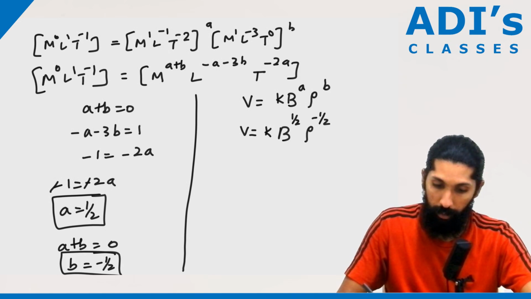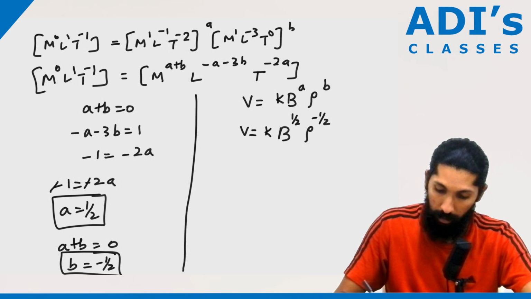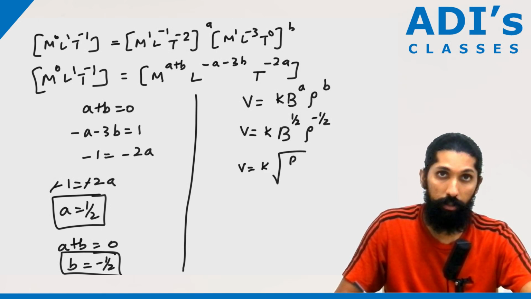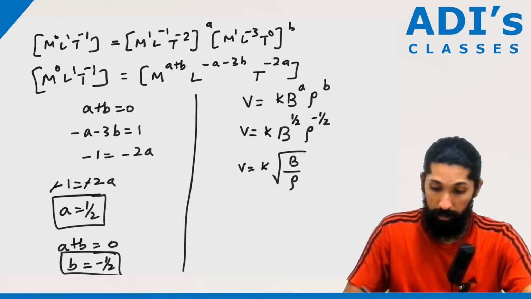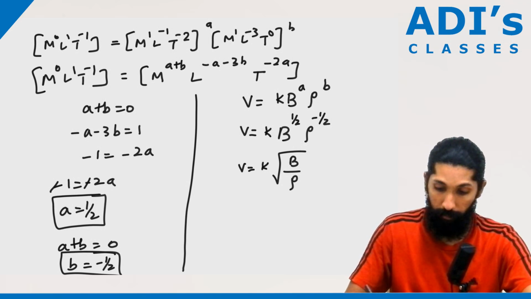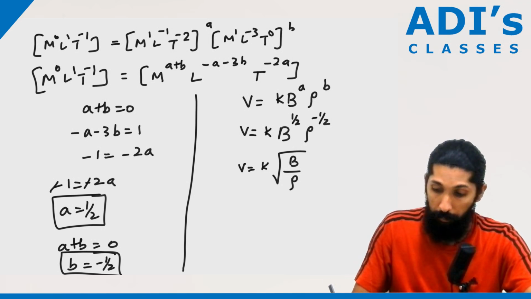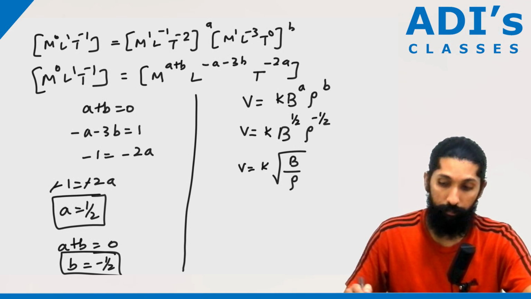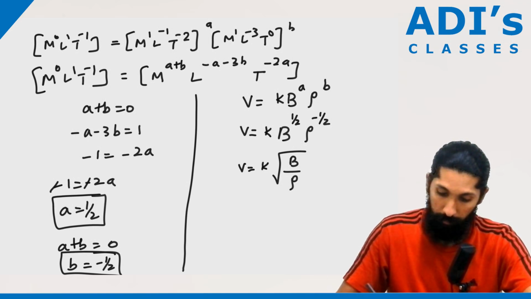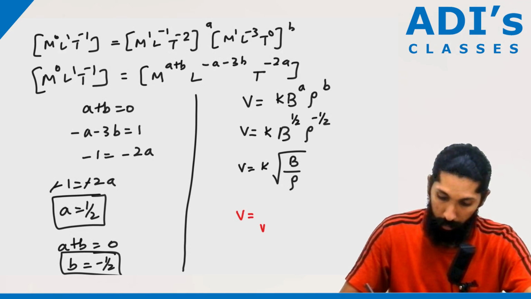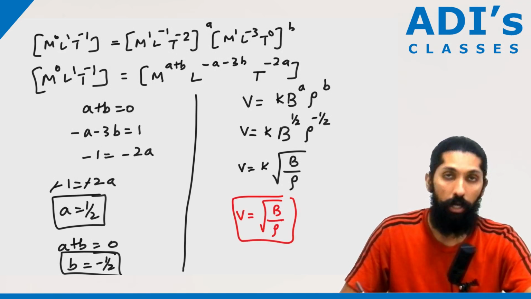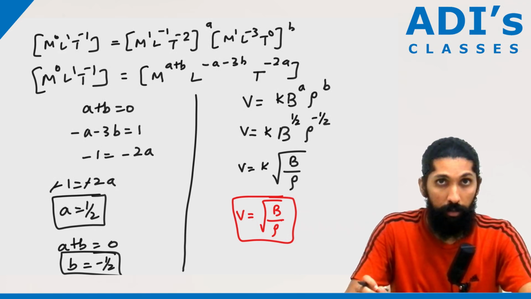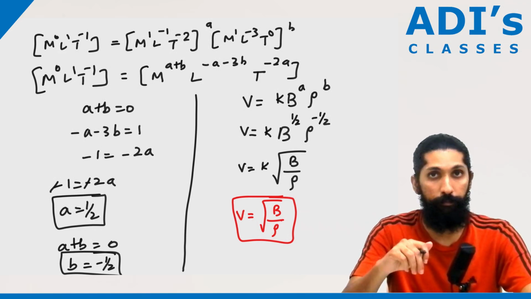Now what do we have? V is equal to K into root of B divided by rho. Mathematically, this is the formula we have. But practically, when you do it, the K value becomes 1. So the formula becomes V is equal to root of B divided by rho. This is the speed of a longitudinal wave.